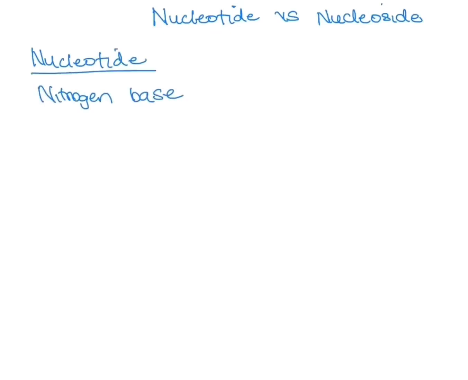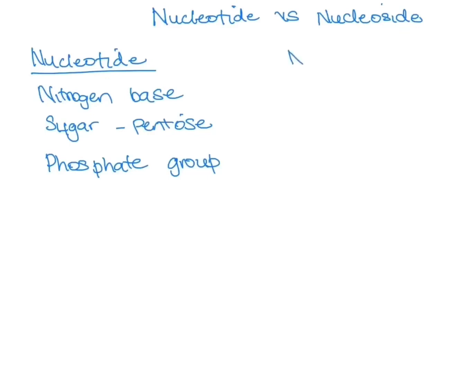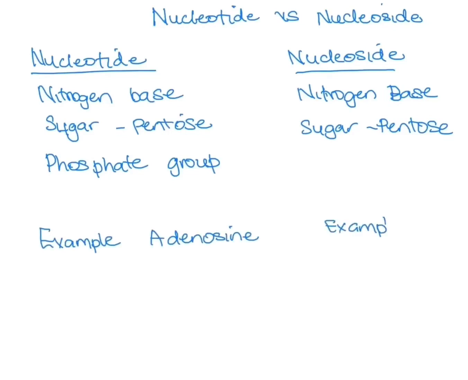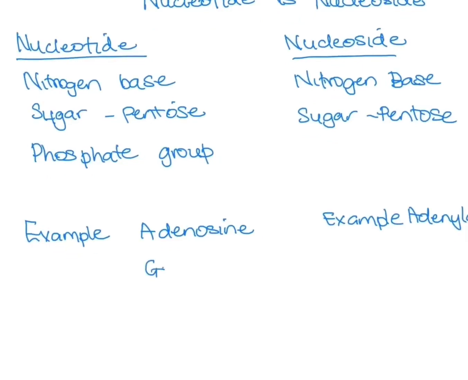Now let's look at the difference between a nucleotide and a nucleoside. A nucleotide consists of a nitrogen base, a pentose sugar, and a phosphate group. A nucleoside has a nitrogen base and a pentose sugar. There is no phosphate group. Now that we know the difference between a nucleotide and a nucleoside, let's look at some examples.